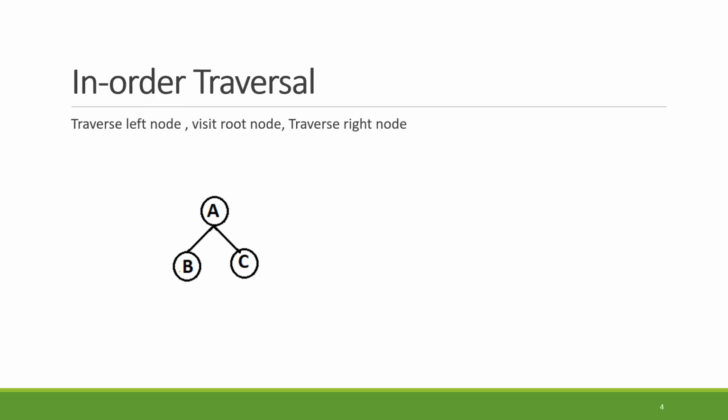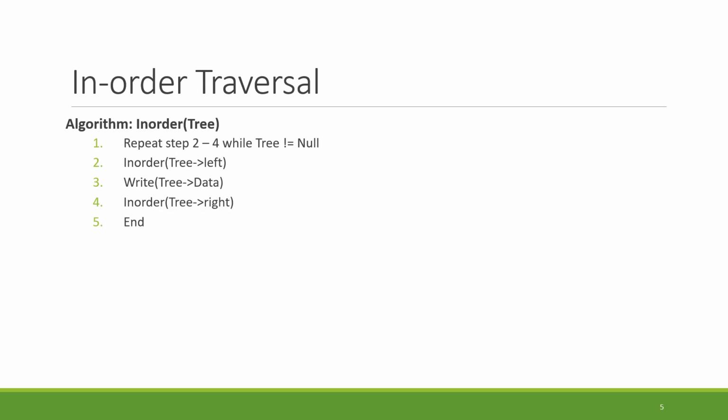Now here is an example for in order traversal. So as I told, in order means first we will visit the left node, then we will visit the root node, and finally the right node. So here the answer for this in order traversal will be B, A, and C.